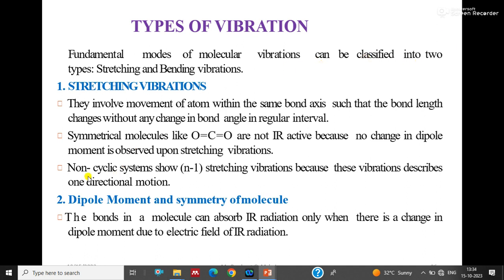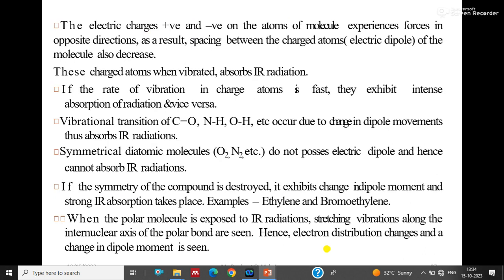The next is non-cyclic systems like aliphatic or open chain systems show n minus 1 stretching vibrations because this vibration describes only one directional motion. The second thing which is important for IR absorption is dipole moment. As I said earlier, if there is a dipole moment, then and only then that molecule is going to show IR absorption. Next is why it is going to show the IR absorption.